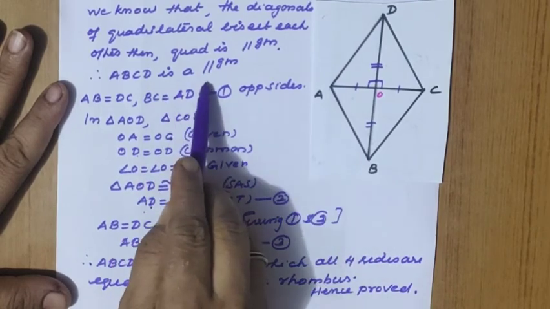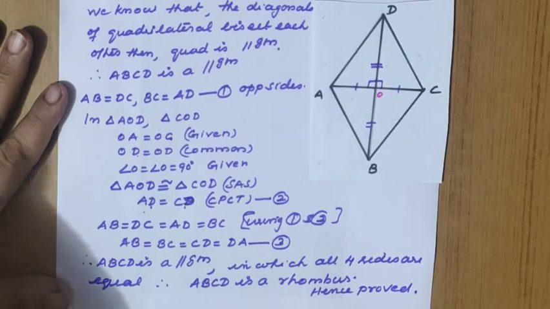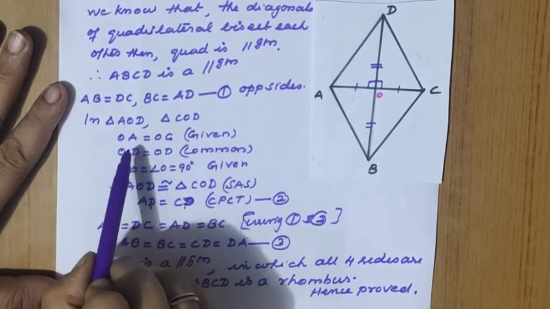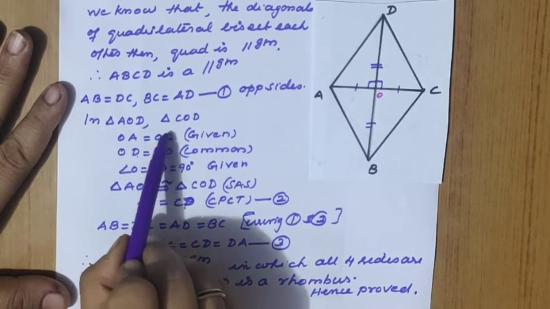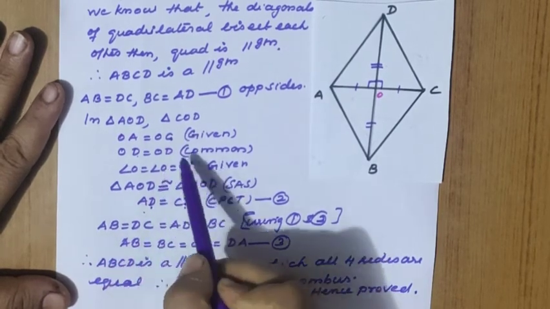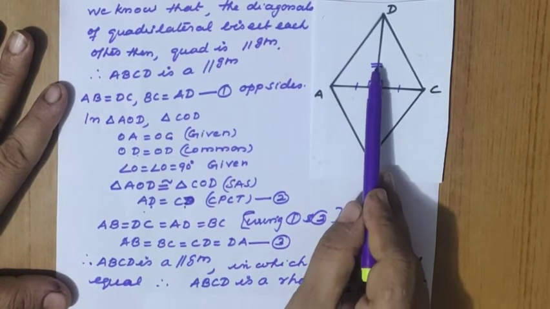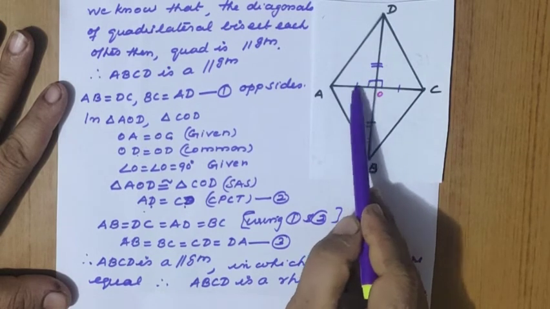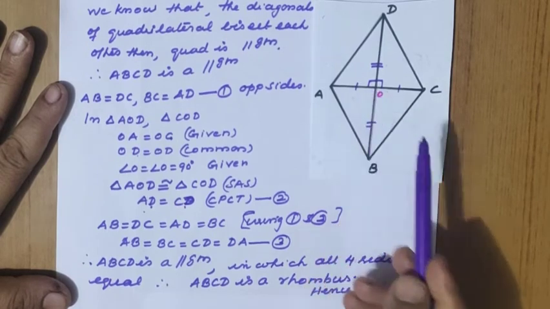Since it is a parallelogram, opposite sides are equal we got. Now we need two more sides to be equal. So what have we considered? The adjacent side criteria we have considered in mind, and we have chosen triangle AOD and triangle COD. So OA equal to OC, diagonals bisect each other, OD coming as a common, angle O equal to 90 degree. If you check these markings, you know that it is SAS criteria because the angle is included.